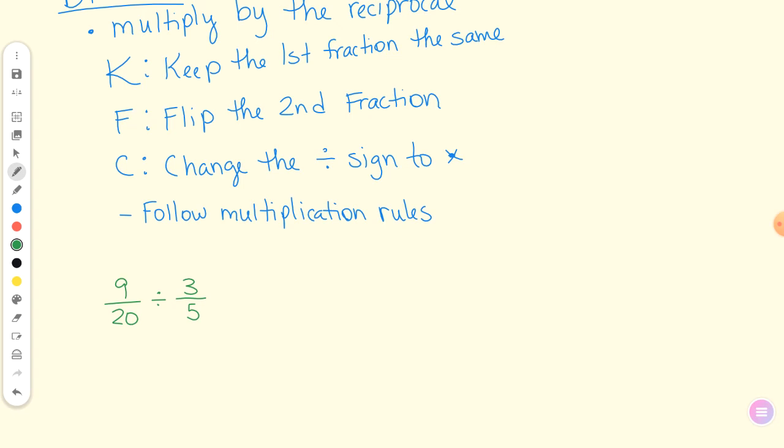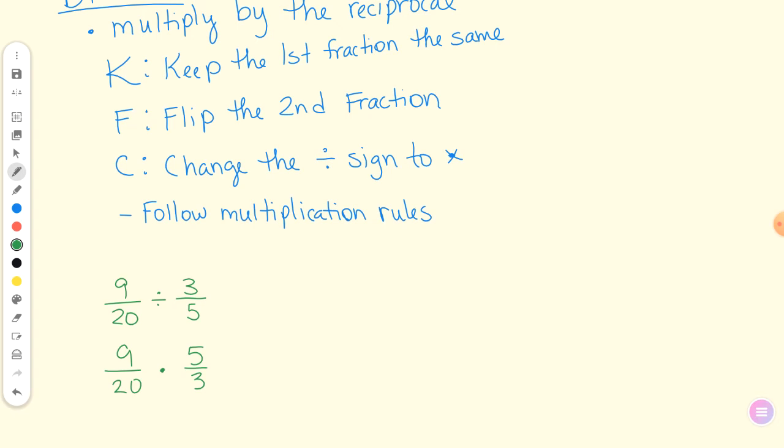Okay, I see a dividing fractions problem, and in my head I should be thinking we don't divide, we do what, Brant? What is my rule? We multiply by the reciprocal. What does that mean? What is my trick, Bryce? Keep the first fraction the same. Flip the second fraction. Change the divide sign to multiply. Now we follow multiplication rules.